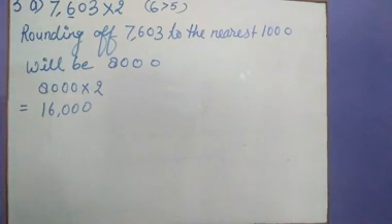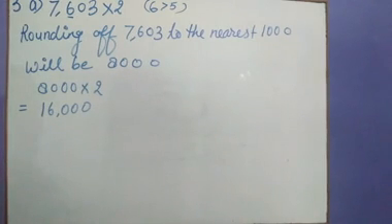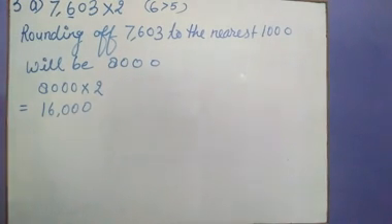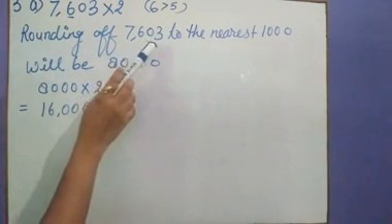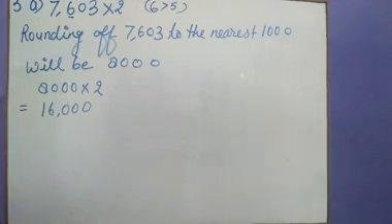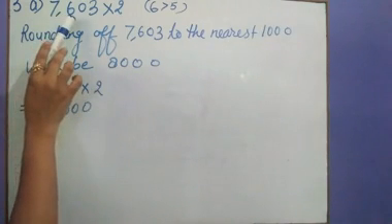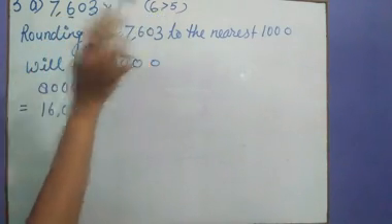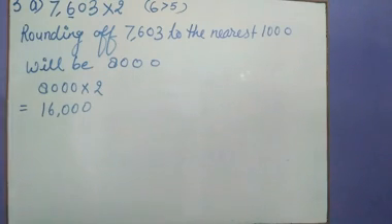Question number 3. Estimate the following by rounding off the multiplicand and the dividend to the nearest 1000. A. 7,603 into 2. First of all, we will round off 7,603 to the nearest 1000, that is 8,000. Why? Because the digit at 100 place is 6, and 6 is more than 5. That's it. Okay. Now 8,000 into 2 is equal to 16,000 and it is our answer.